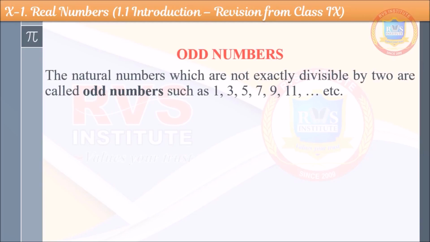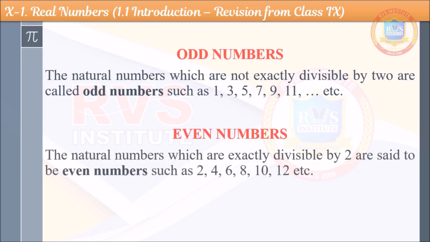Odd numbers, it's very easy to understand. I hope you already know these numbers. The natural numbers which are not exactly divisible by 2 are called odd numbers, such as 1, 3, 5, 7, 9. These numbers are not divisible by 2. And on the other hand, even numbers: the natural numbers which are exactly divisible by 2 are said to be even numbers, such as 2, 4, 6. These numbers can be divided by 2. Hence they are even numbers.